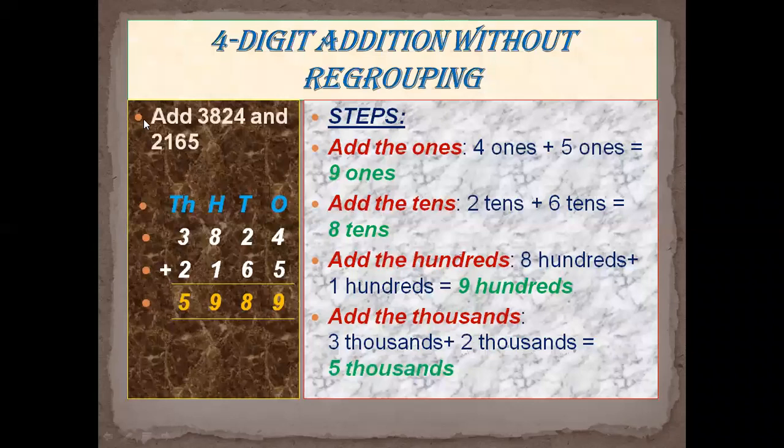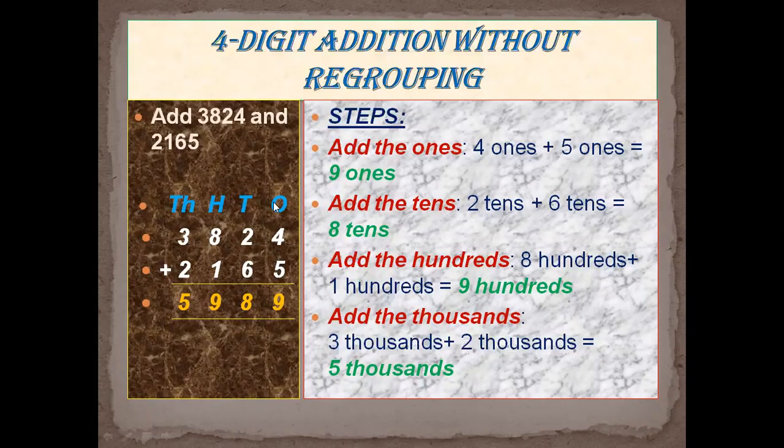See one example: add 3824 and 2165. Now we have to add these numbers. First we have to write the numbers one below the other: 3824 plus 2165. Then we have to start the addition from the ones place to the thousands place. Now we start from the ones place.